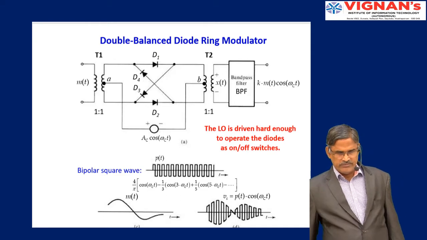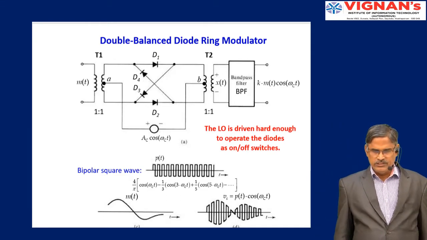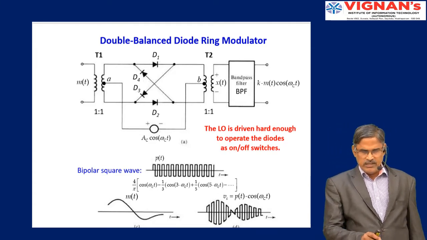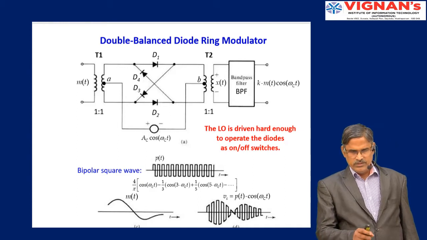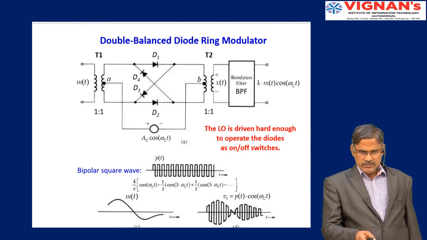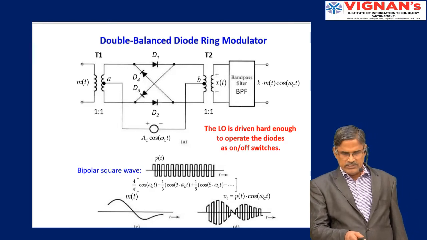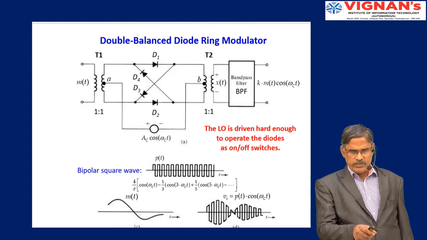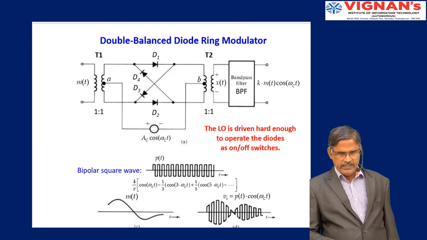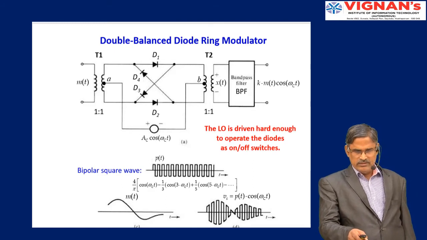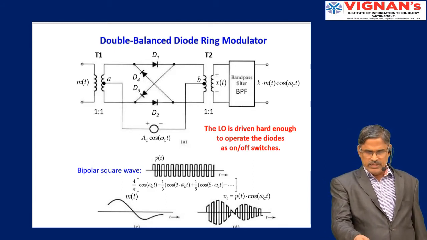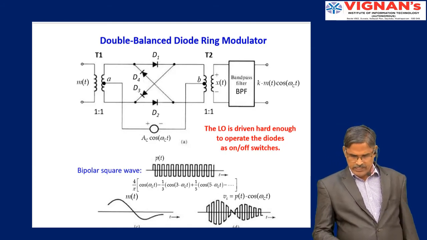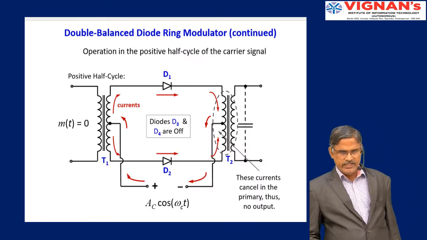First, what is the purpose of the carrier? The purpose of the carrier is to switch on the diodes, because it is a switching modulator. Whenever the rectangular pulse train is positive, diodes D1 and D2 will be forward biased and they will be closed. So the carrier signal will enter the transformer and reach the center tap and come to the common. That signal direction is shown here.